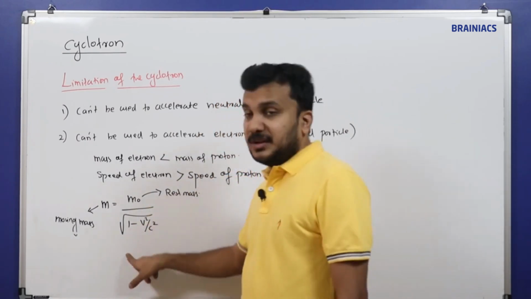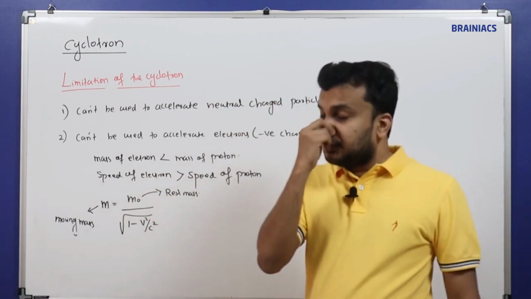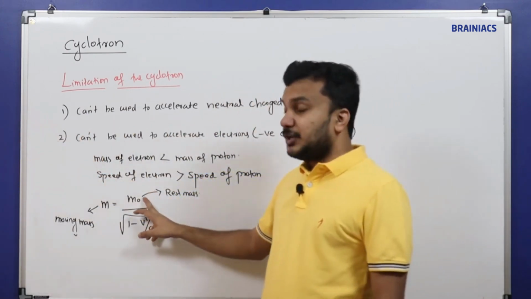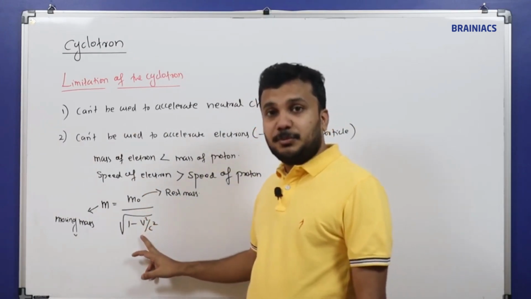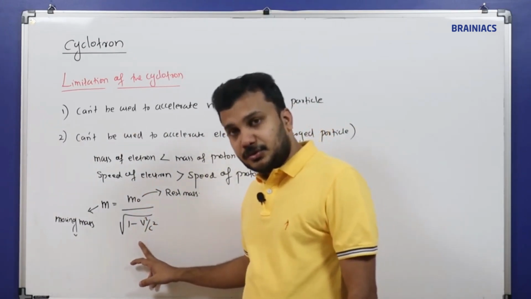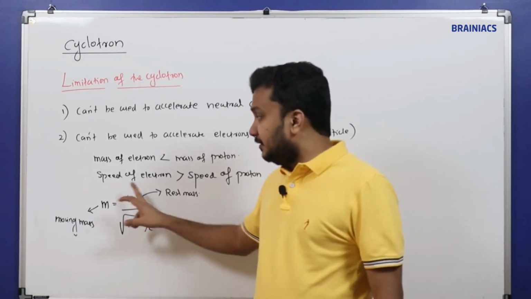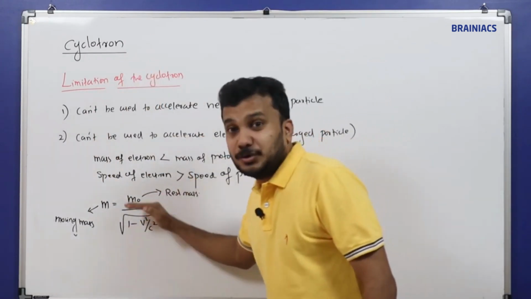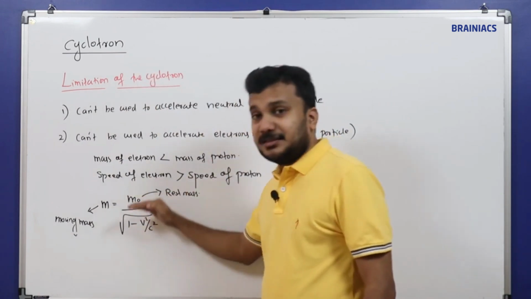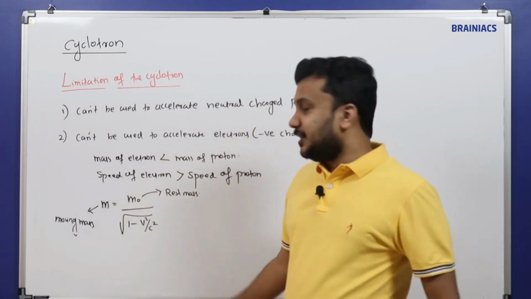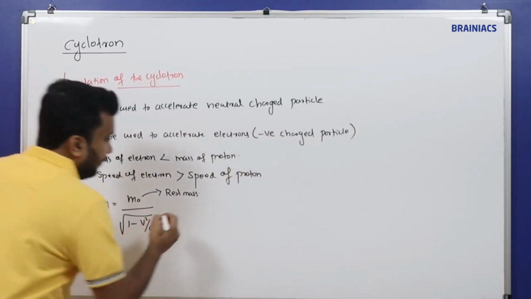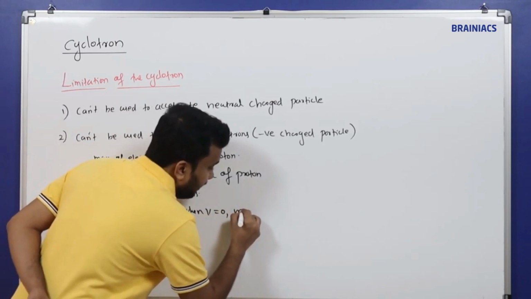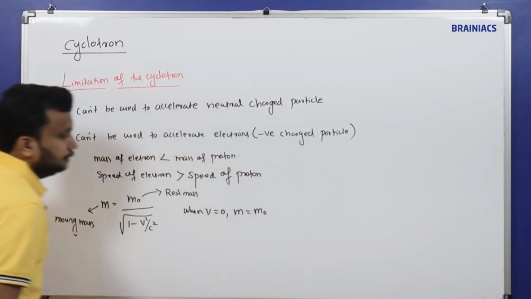So the denominator is very small. Root of 1 minus v square by c square means, suppose you got some value like 0.000002, then m0 divided by that, the m will be very high, because the denominator is very small. So in the earlier case, when v equals 0, m equals m naught.